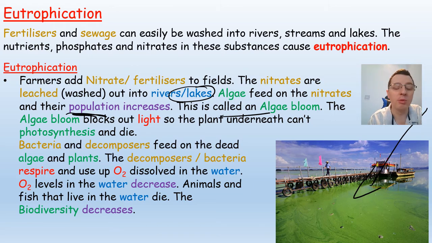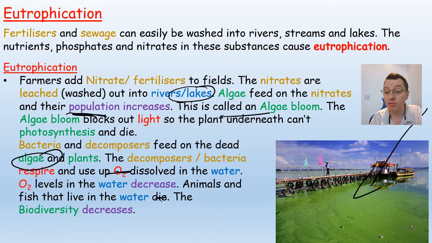Now the algal bloom will block out the light, so any plants that are living on the bottom of the waterway, on the surface of the riverbed, can't photosynthesize, and so they're going to die. Then bacteria and decomposers will feed on the dead algae and plants, and these bacteria will respire and use up any oxygen that's dissolved in the water. So the oxygen levels in the water will decrease. Animals and fish that live in the water will also die.